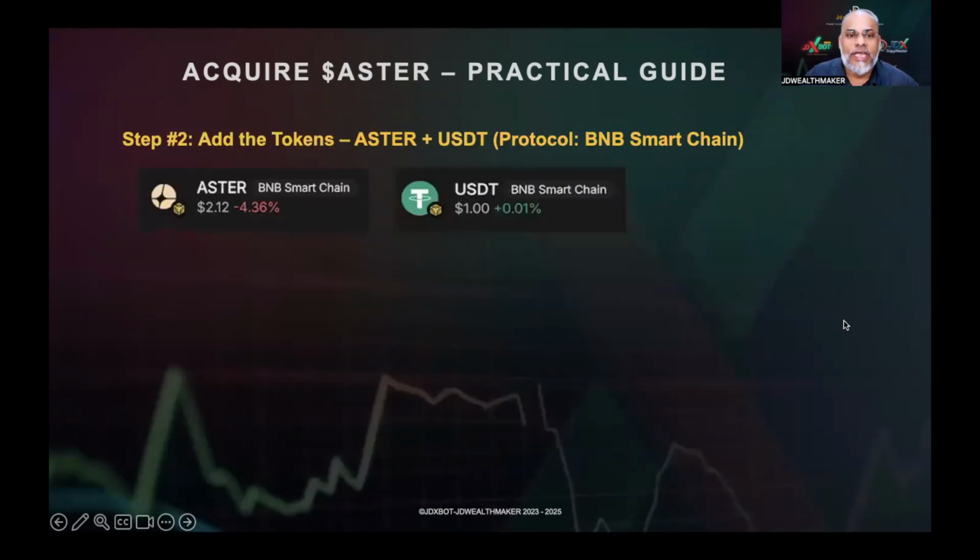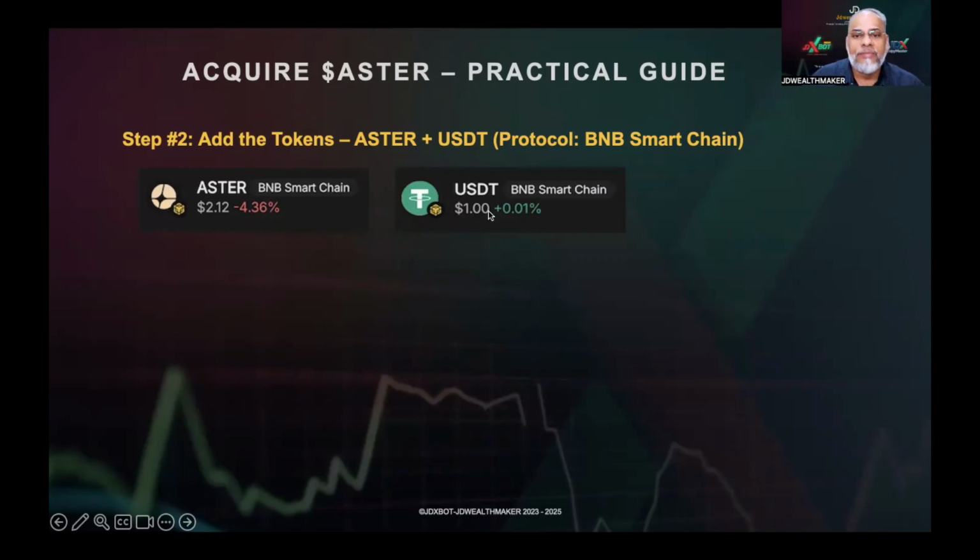Now, once you have downloaded the app onto your device, you need to add the token. We have two tokens you need to add. One is ASTER, the other one is USDT. This is how it will look. I'm going to guide you through, so don't worry.